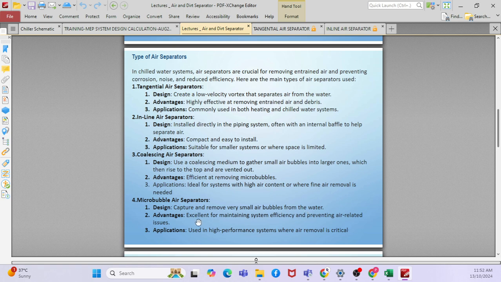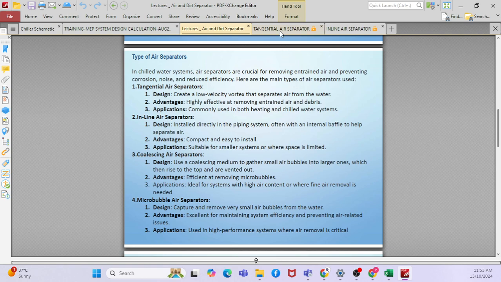Okay, it's excellent for maintaining system efficiency and preventing air related issues. Then the application is the same for HVAC purposes. So basically, if you talk about air separators, you have two types: one is tangential, another one is the inline separator. Within that, there is some medium which is used, and there is a micro bubble air separator which can remove air bubbles, or it can gather small air bubbles into larger ones, and it can remove them.